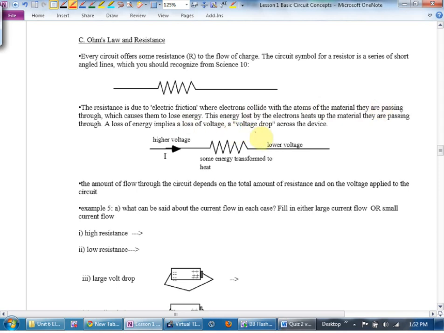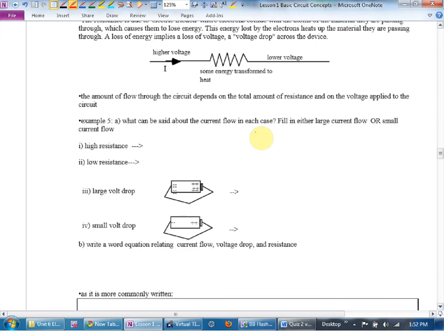Example 5 says this. What can be said about the current flow in each case? Write down either large current or small current flow. If we have a high resistance, if we have a very narrow crowded hallway, will people be able to move quickly? Small current. What if we have low resistance? Large or high current?